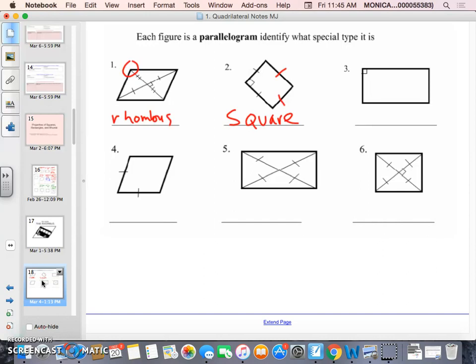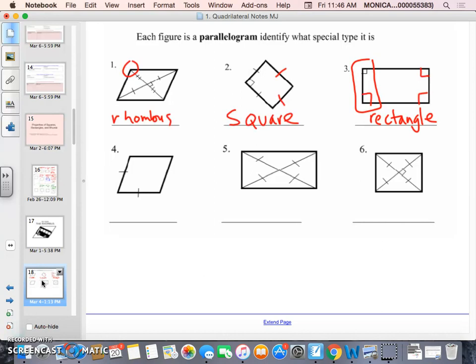Over here, I know these are all going to be 90-degree angles because of same side interior angles. These angles here have to add up to 180 degrees. So this is a rectangle.